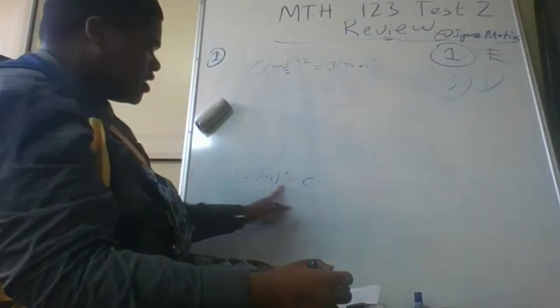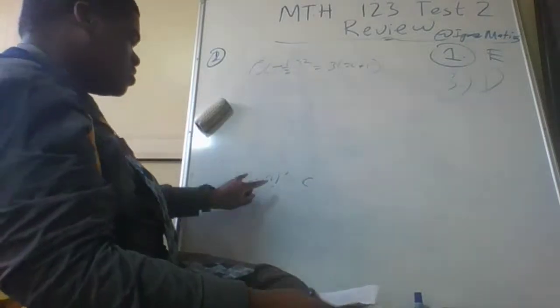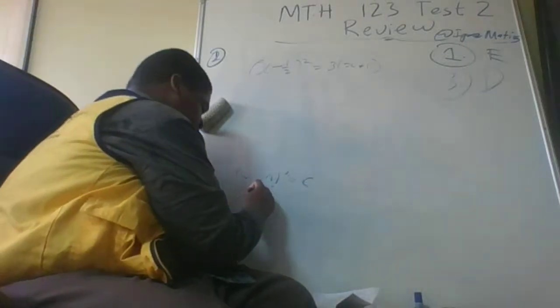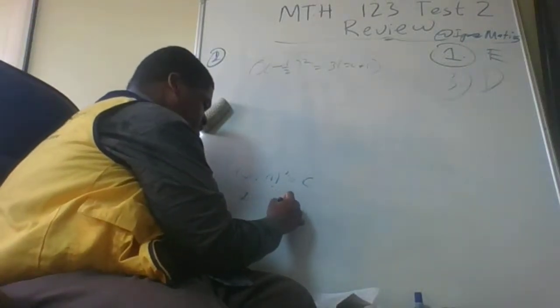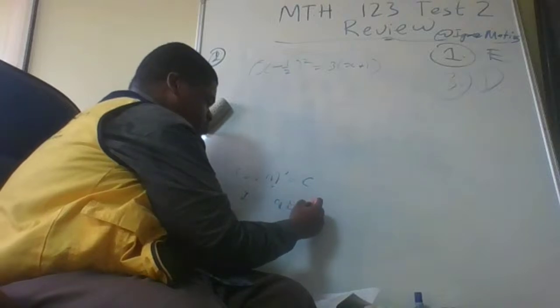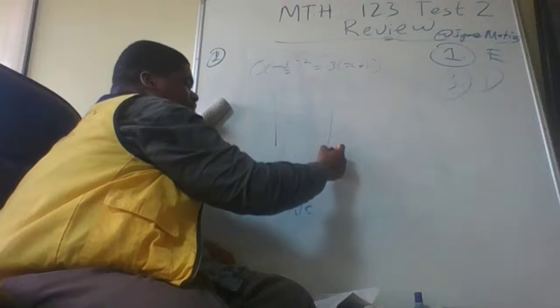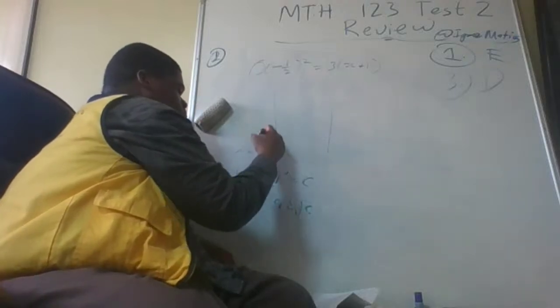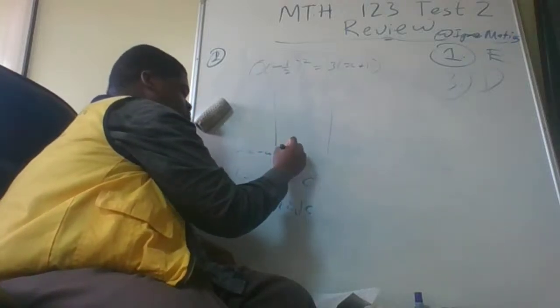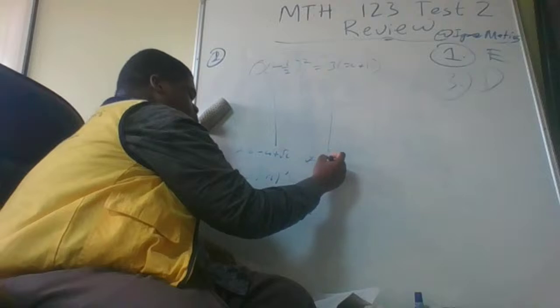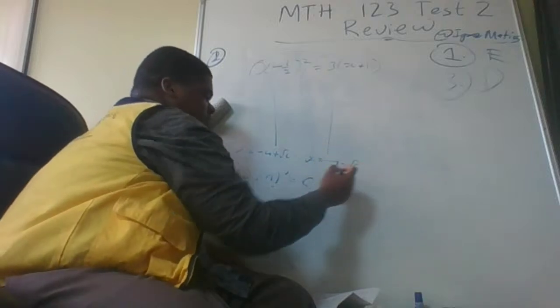So you end up having something like this after you're through solving, and you end up getting x is going to equal negative a plus or minus the square root of c. So you end up just having two lines, two vertical lines. x is equal to negative a plus root c, and x is equal to negative a minus root c.